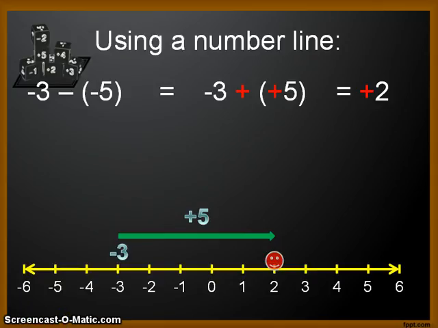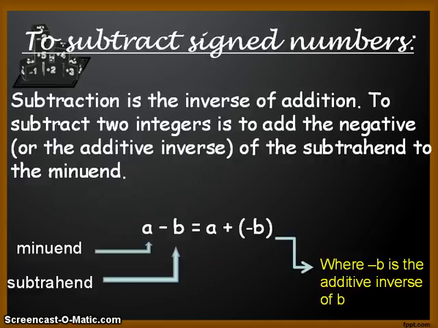So what have you noticed when we are subtracting integers using a number line? To subtract signed numbers or integers, that is subtraction as the inverse of addition. So to subtract two integers is to add the negative or the additive inverse of the subtrahend to the minuend. So which is the minuend? That is the first number. The subtrahend is our next number. And we have to change the next number into its inverse or opposite sign. Then we have to proceed to addition.